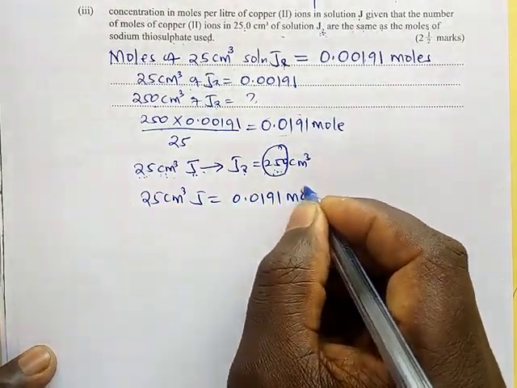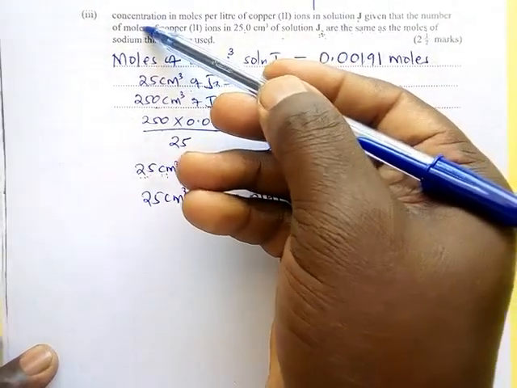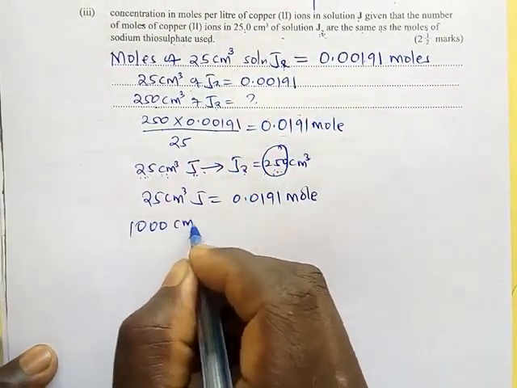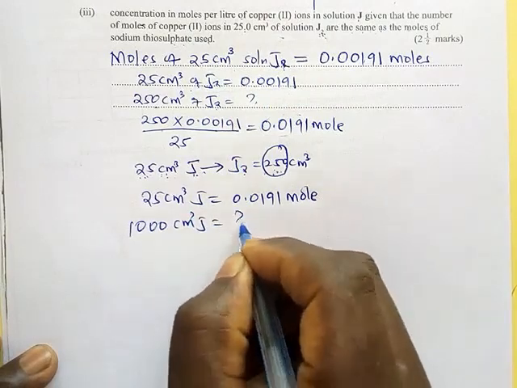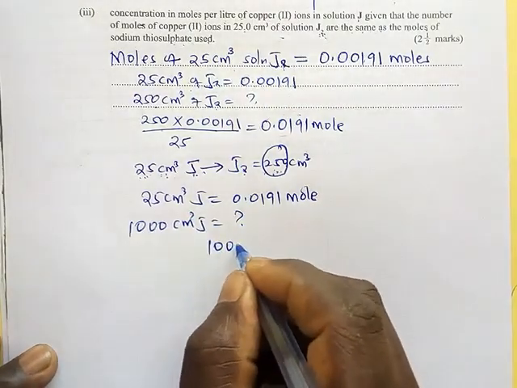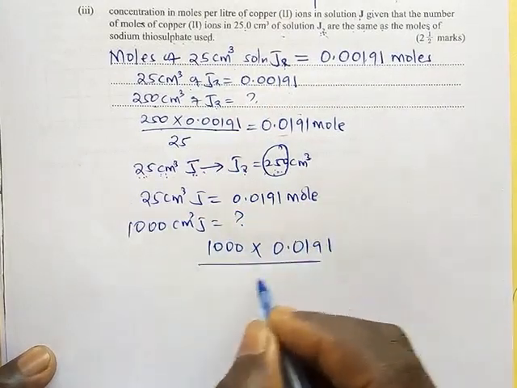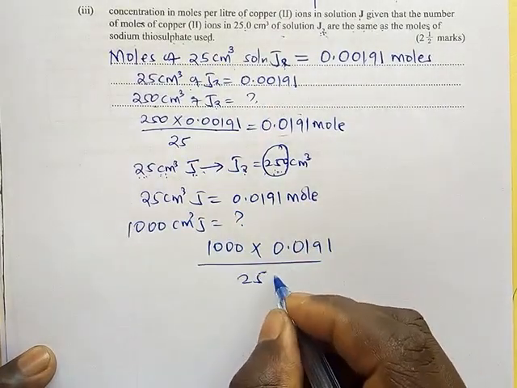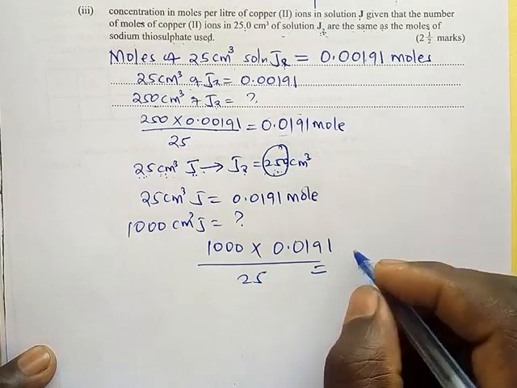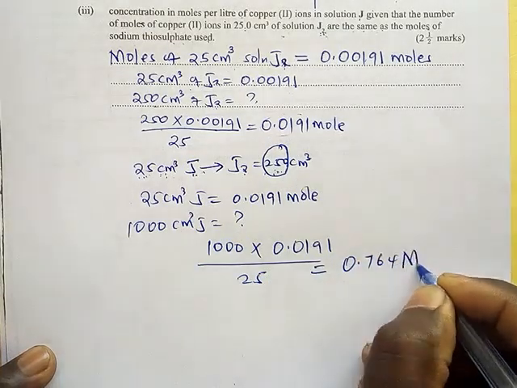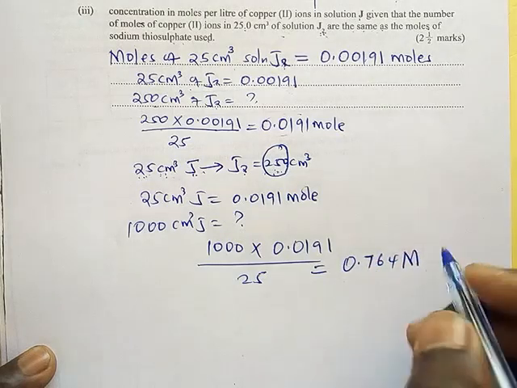25 centimeters cube of J has 0.0191 moles. Because we wanted concentration in moles per liter, we ask: 1,000 centimeters cube, which is a liter, of solution J will contain how many moles? 1,000 times 0.0191 divided by 25 will give us 0.764 capital M. Capital M stands for molarity.